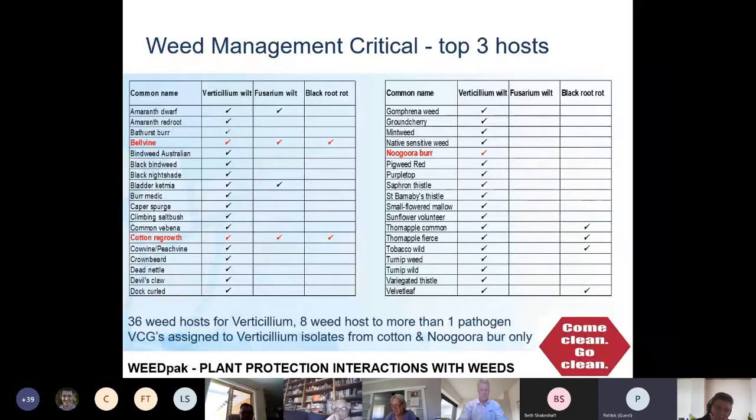My top 3 would be Bellvine, for the reason that it actually is a host for 3 separate pathogens. The same with cotton. Don't forget your regrowth. Please, please control that. And I'll touch on Noogoora burr. I think this is a really important weed that growers should do their best to control.